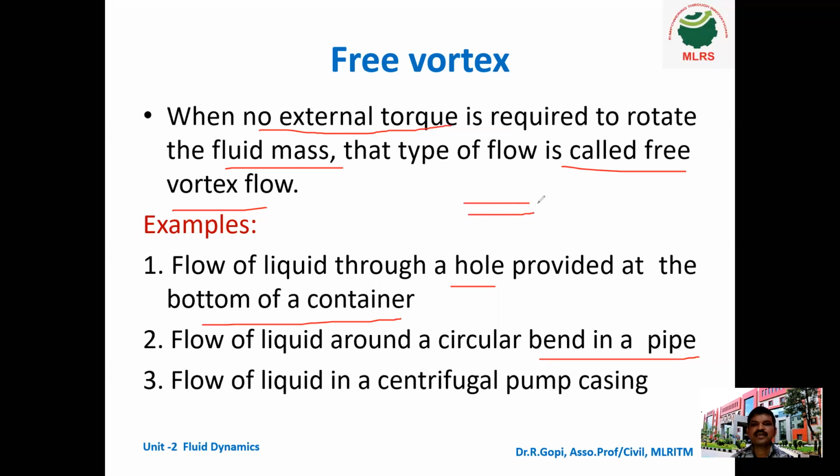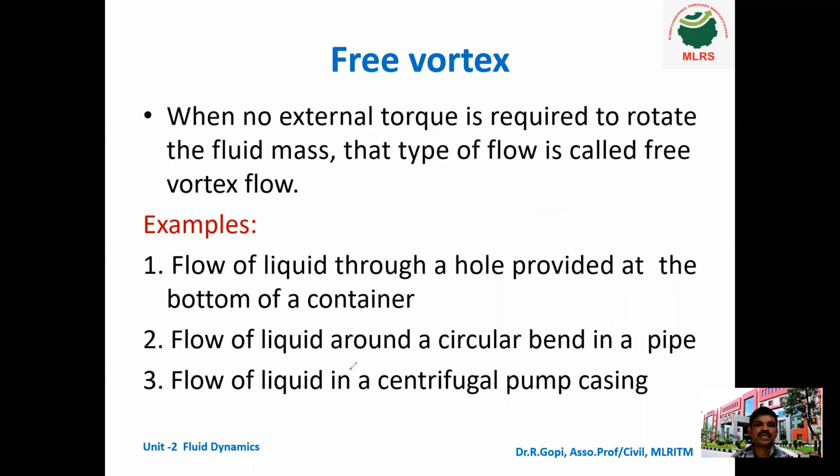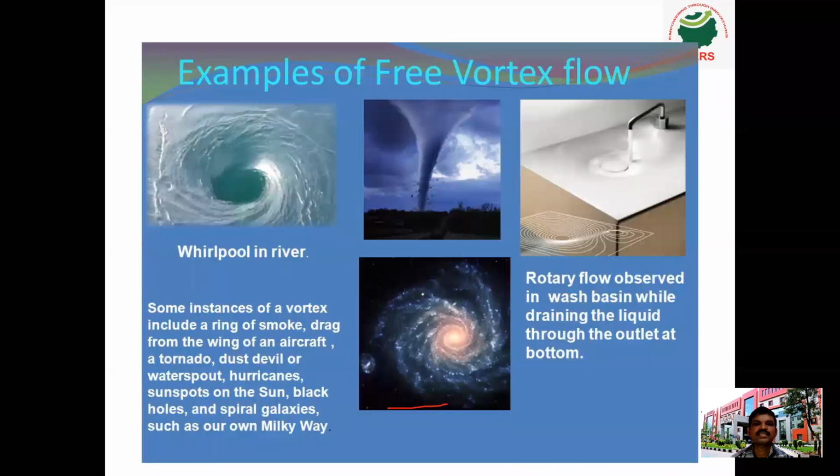Next, the flow of liquid around a circular bend in a pipe. Suppose a pipe is there like this, and this is the circular bend. The flow changes its direction, and at this point the vortex occurs. Next, flow of liquid in a centrifugal pump casing. Here also a free vortex occurs automatically. You can see this in the picture. These are all the best examples of free vortex.